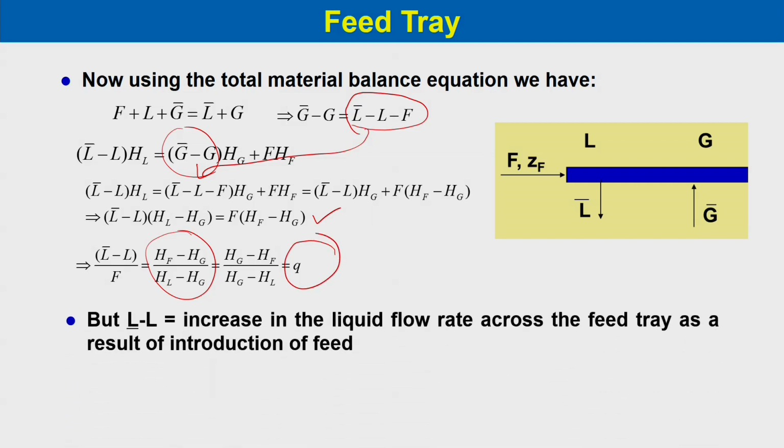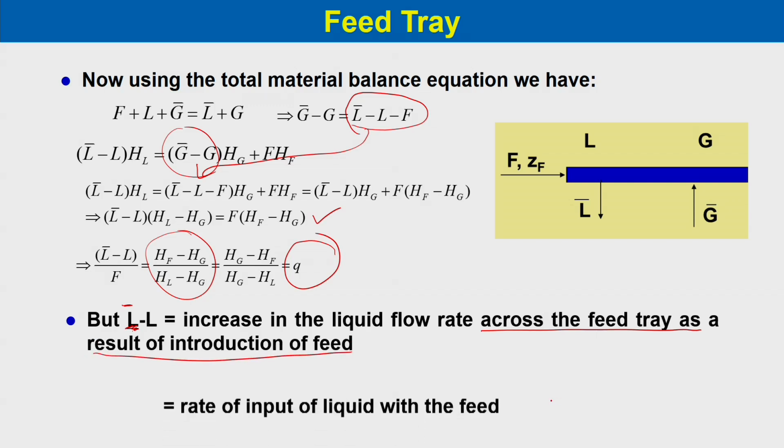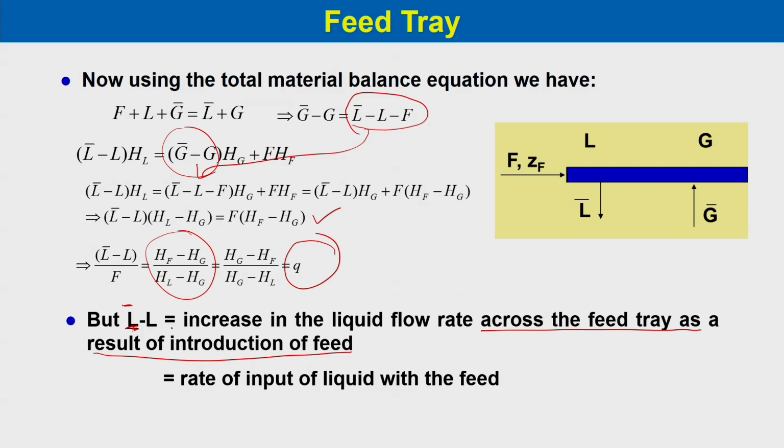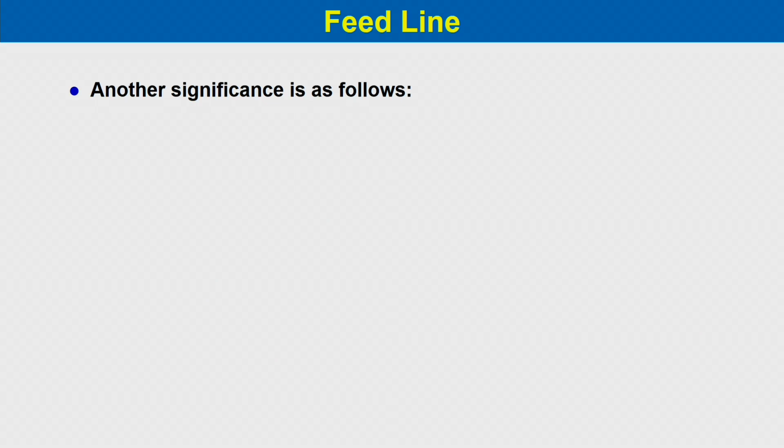We can see that L bar minus L is equal to the increase in the liquid flow rate across the feed tray as a result of introduction of feed. So, this is why we can write it as the rate of input of the liquid with the feed. So, Q is defined as the fraction of the liquid in the feed. Another significance is as follows.